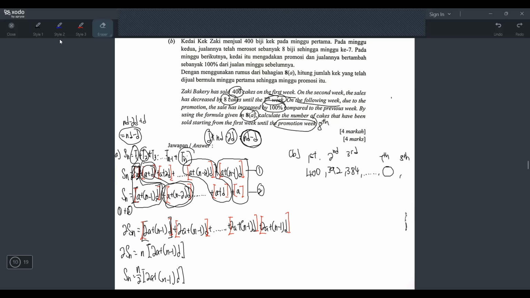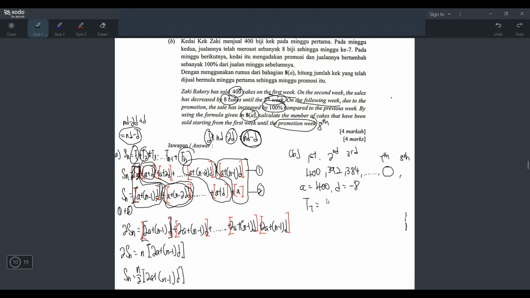So first thing first is to get T7, right? Because if I don't get my T7, I will not know the 8th week sales. I need to get my T7, then only I know increase 100% is how much for the 8th week. So how to find T7? Let's find out my A and D first. A is 400, D is -8 because every time you minus 8.